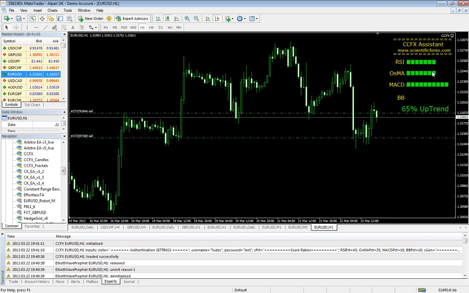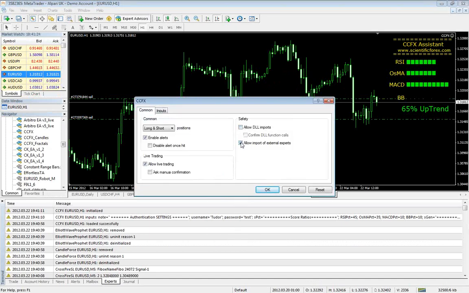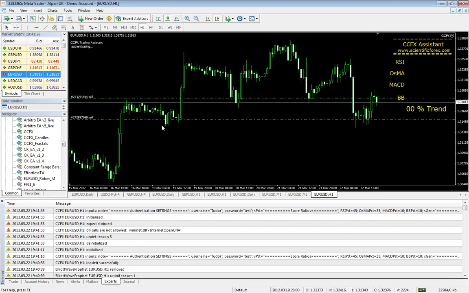Here we can see the recommended signals from CCFX. Before doing that, I'll just show you, if you have any problems, how to check where to fix them. I'll just simulate that and we'll go and check in here. Okay, so right now you can see CCFX is authenticated and no issues at all. So what I will do here, I will go to the Experts tab here on the bottom, and you can see a red triangle.